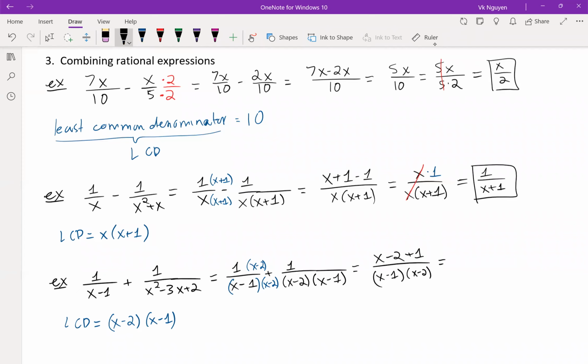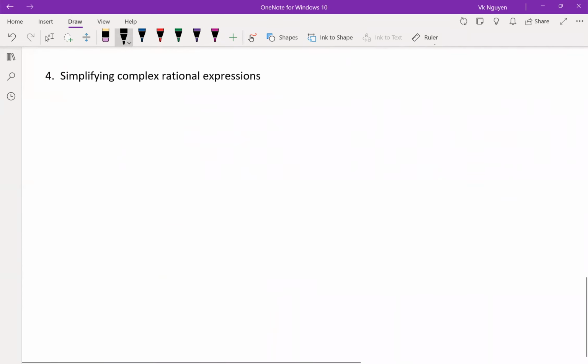Minus 2 plus 1 is -1, so we have x minus 1 over x minus 1, x minus 2. Well, x minus 1 is the same as x minus 1 times 1. Now we have a common factor. Get rid of the common factor, x minus 1. And ta-da! We have 1 over x minus 2. Pretty cool, huh? Let's move on to a more complex rational expression.